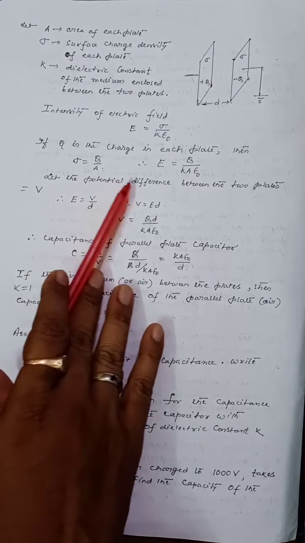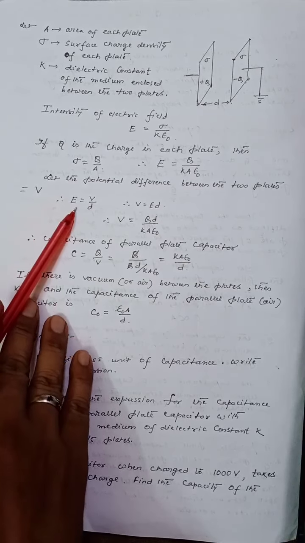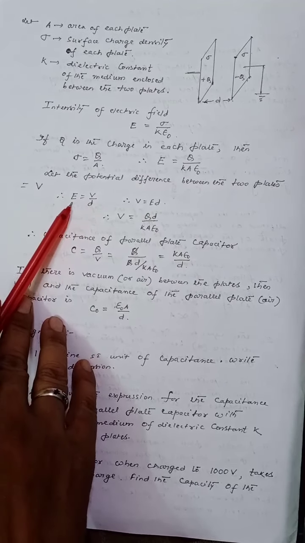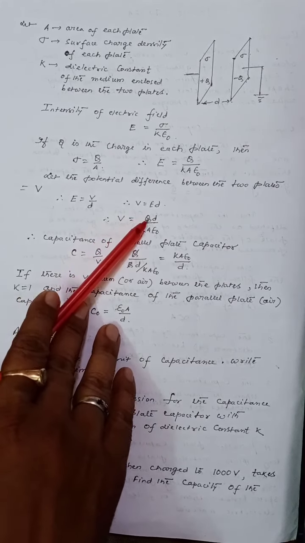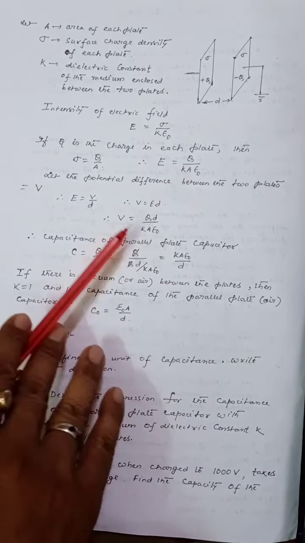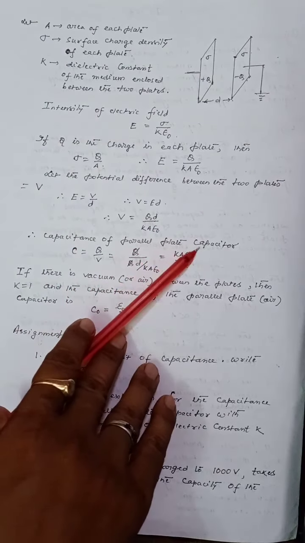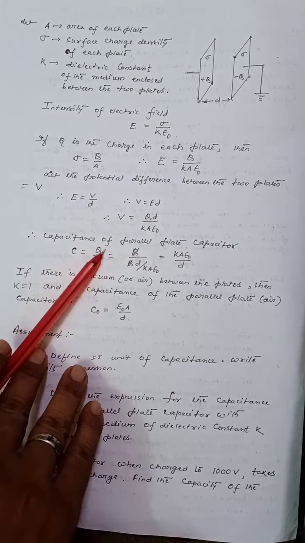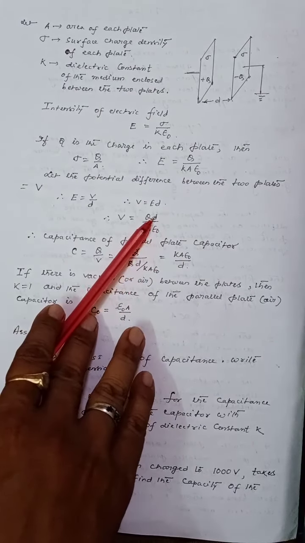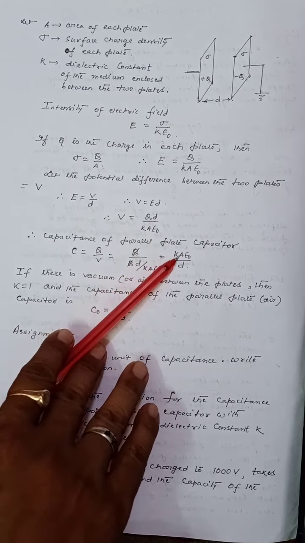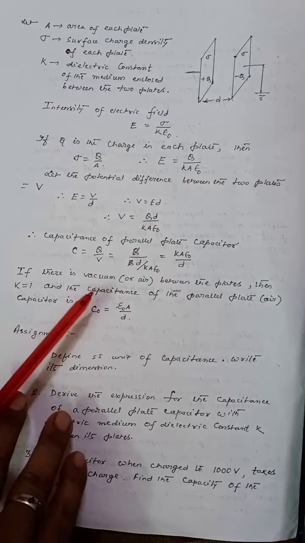Let the potential difference between the two plates be V. So E equals V by d; cross multiplying, V equals E d. So V equals Q by K A epsilon naught into d. Now the capacitance of the parallel plate capacitor C is Q by V, meaning Q divided by the value of V derived here. Then we get the result C equals K A epsilon naught by d.